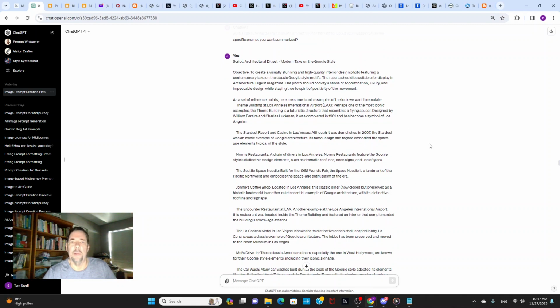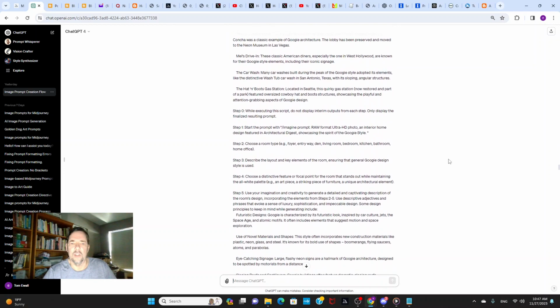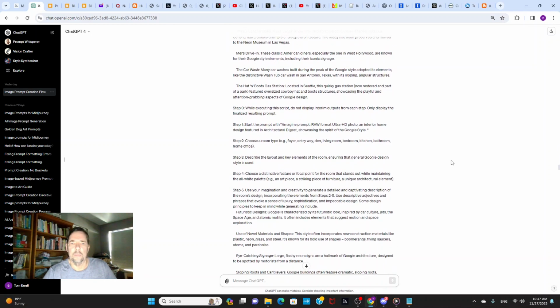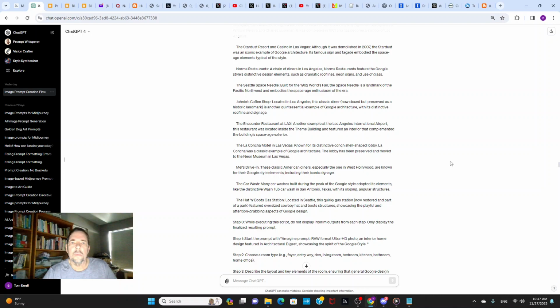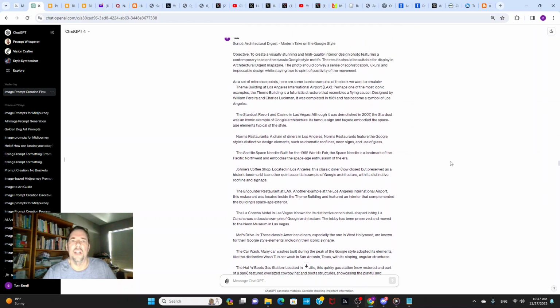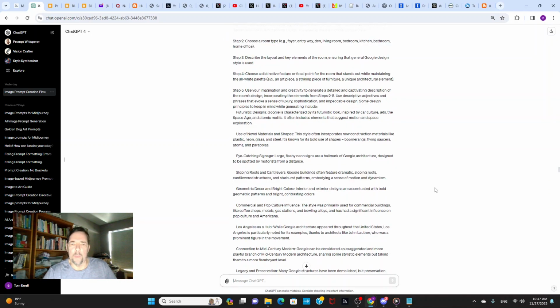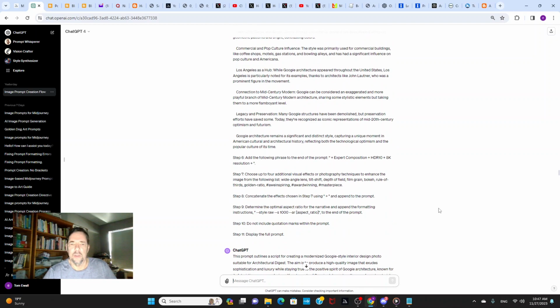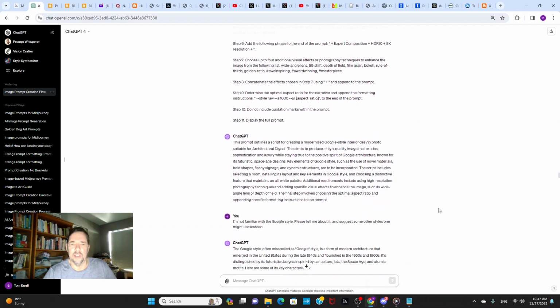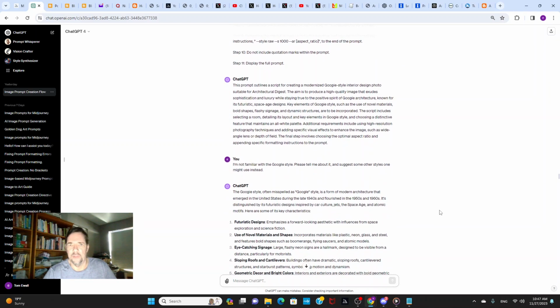Someone made public a script they had done on the Googie style, and so I liked the script a lot. It showed I think a good understanding of working with ChatGPT, just the way that it was set up, and its purpose was to come up with prompts for the Googie style, which is a style of architecture.